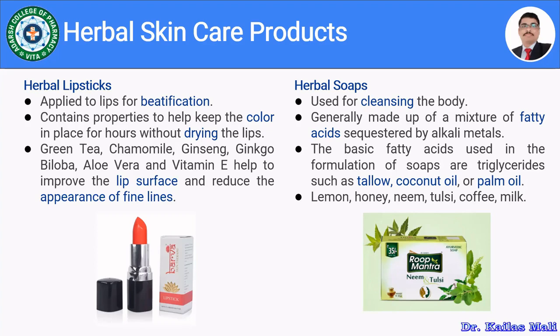Let us see the last formulation type, known as the herbal soap. Yes, there are so many herbal soaps available in the market for their beneficial effect. Say for example, neem herbal soap, right? They are used basically for cleaning the body, generally made up of mixtures of fatty acids treated with an alkali metal hydroxide, potassium hydroxide or sodium hydroxide. Basically, the fatty acids used in the formulation of soaps are triglycerides such as tallow, coconut oil or palm oil. Examples of herbal materials used to prepare herbal soaps are lemon, honey, neem, tulsi, coffee and milk. Milk, no doubt, is not from a herb, but it is natural, right? So this is about the herbal soaps.